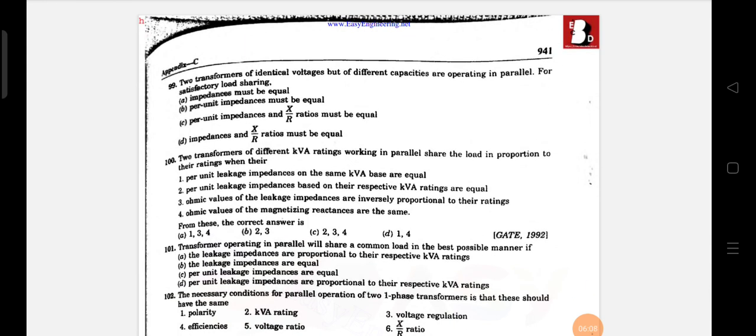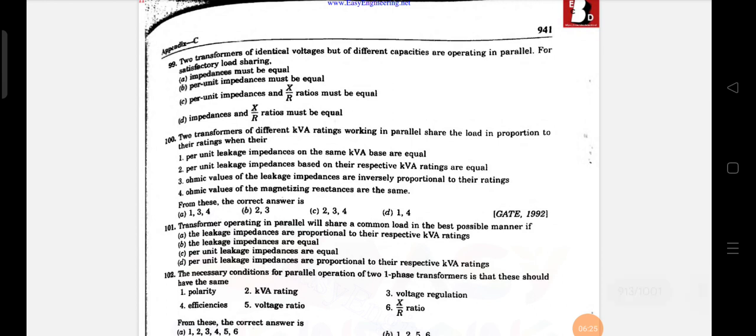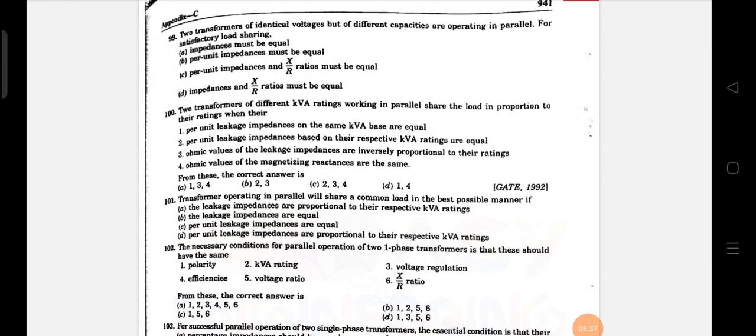Next, two transformers of different kVA ratings working in parallel share the load in proportion to their rating when... Okay, see here, we already know that kVA load sharing is inversely proportional to impedance. Now see the first option: per unit leakage impedance on the same kVA base are equal. That is not correct. Second option: per unit leakage impedances based on their respective kVA ratings are equal. That means the second option is correct.